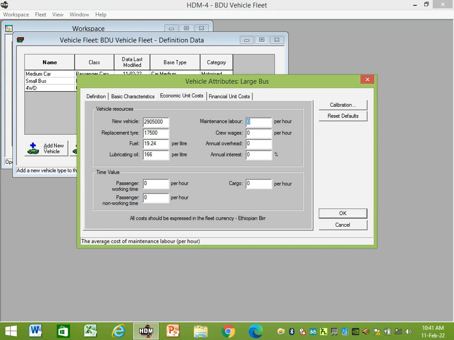Maintenance labor, large bus, 187.5. Crew wages, economic 46.39. Annual overhead 2% of that, economic 58,100. And interest rate 12%.